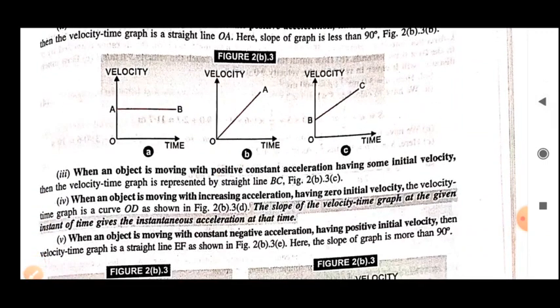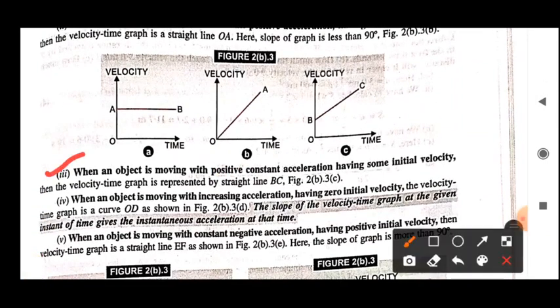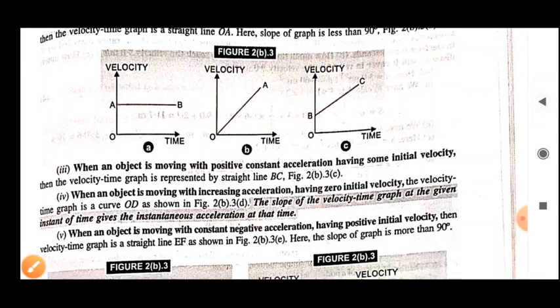Let's see now the third case. The third case is when an object is moving with positive constant acceleration and has some initial velocity. So it's the same as before: if you find the slope of this graph, it will be positive, meaning we have positive acceleration, but now the initial velocity is not 0. The motion does not start from O, but from B already, meaning the object has some initial velocity.